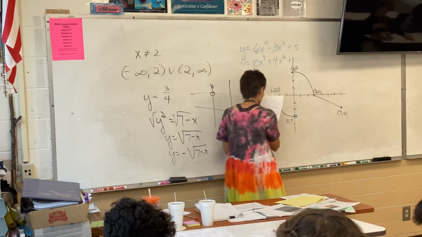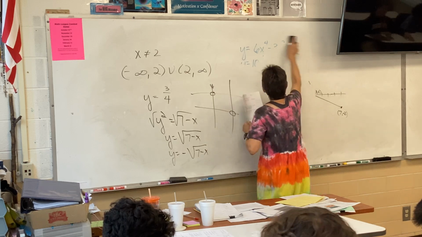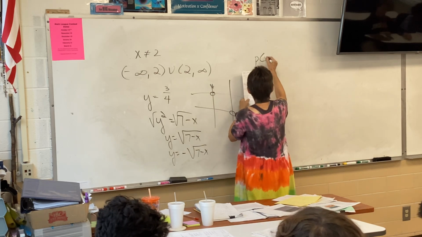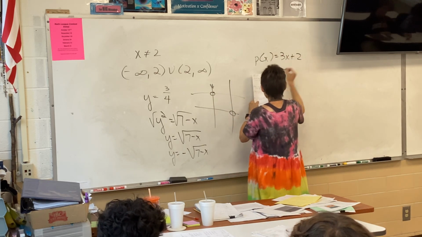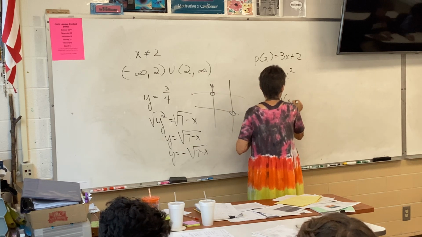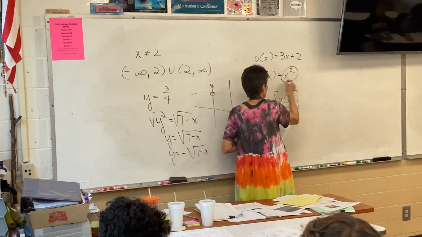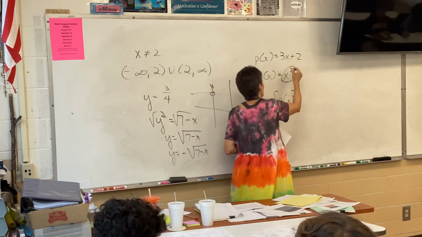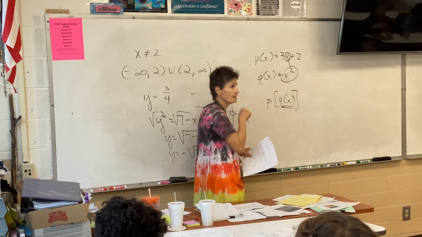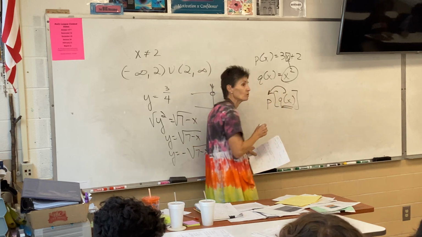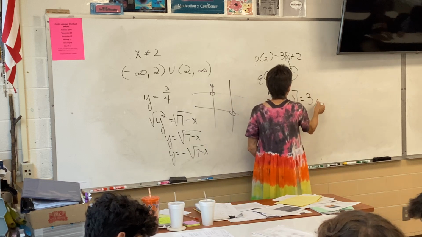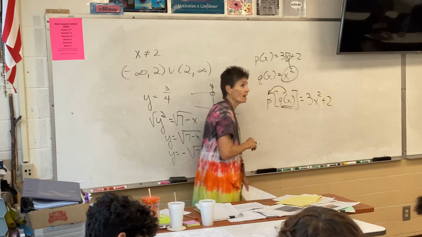Okay, given these, we need P of Q of X. So we take whatever Q is, which is this, and plug it into P. This says put the Q thing into P. So we would have 3x squared plus 2. That's it. That's what we have. That's all we have.